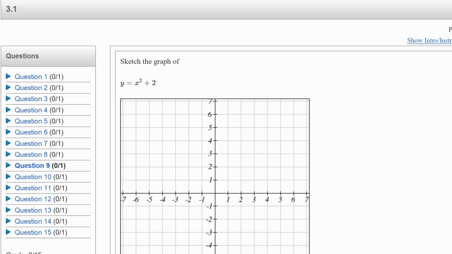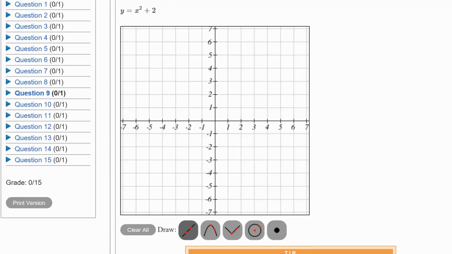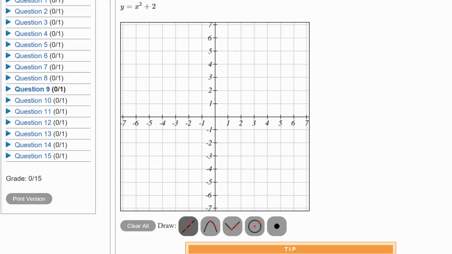All right, we have another question, 3.1, and it is number 9 over here. Number 9, the question is, how do you graph this guy? So y is equal to x squared plus 2. So let's do a little bit of work here.